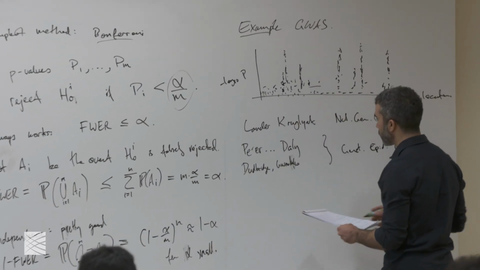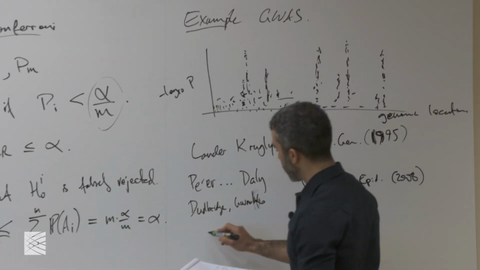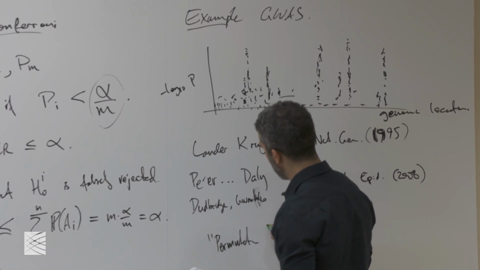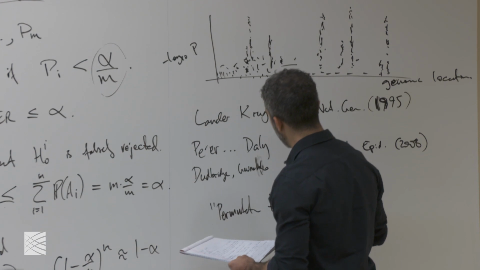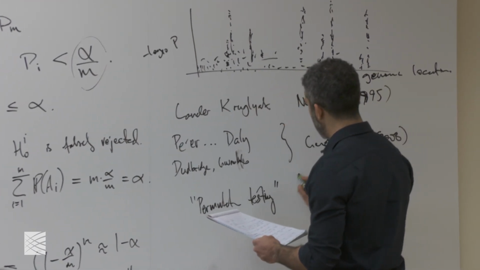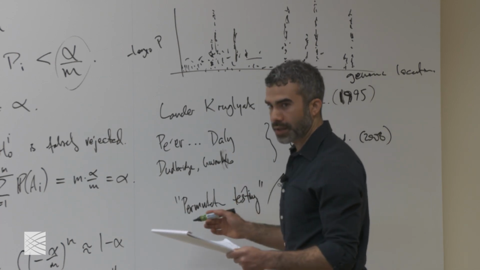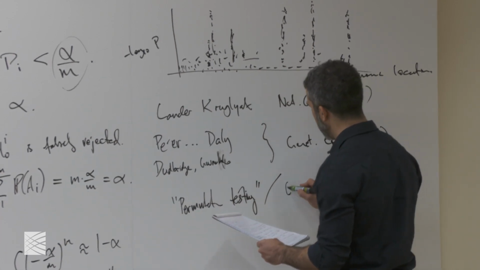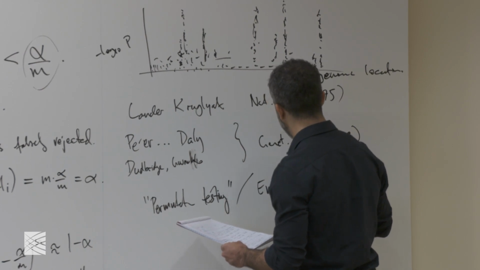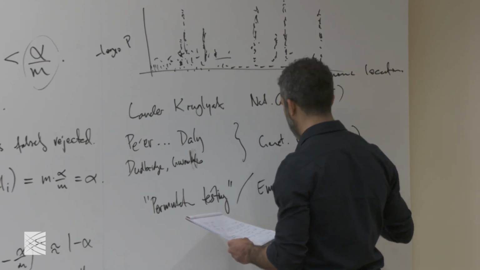And basically the idea was, let's do this empirically. So this is often called permutation testing, although it was not so much rearrangement as just kind of randomizing cases and controls. So I like to think of this as an empirical null distribution.